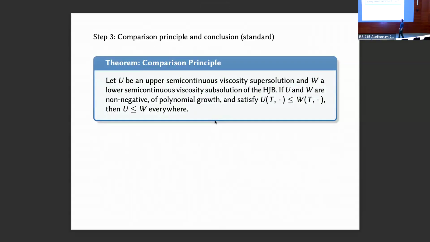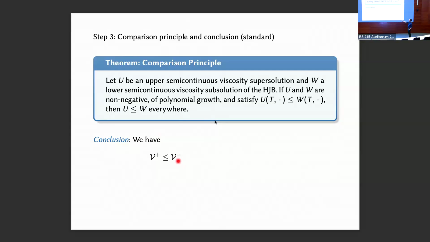Time for step 3. We show that if we have a super solution and a sub-solution of the PDE, which compare at terminal time, then the super solution is larger than the subsolution. This is a pure PDE theoretic argument. This is standard, doesn't care about any information structures. This is easy.